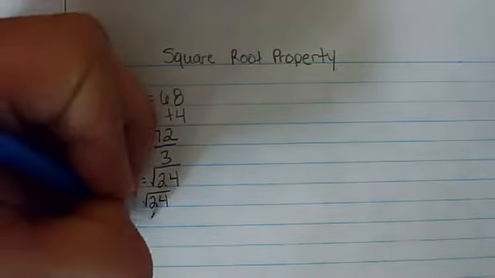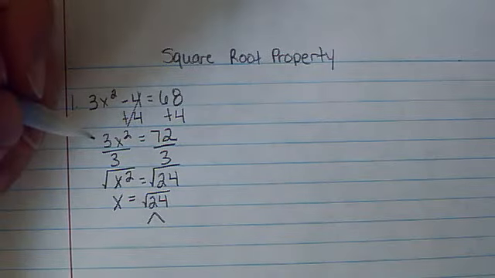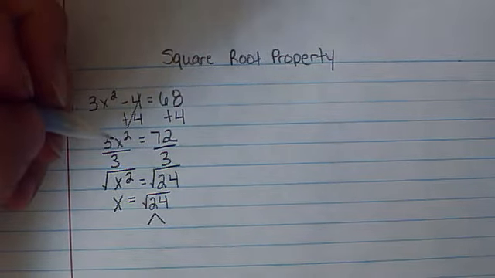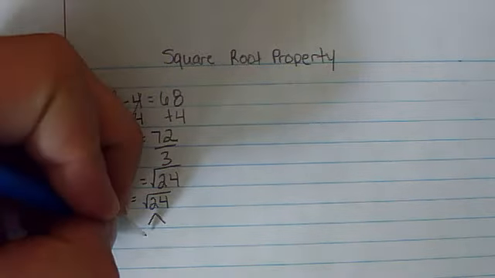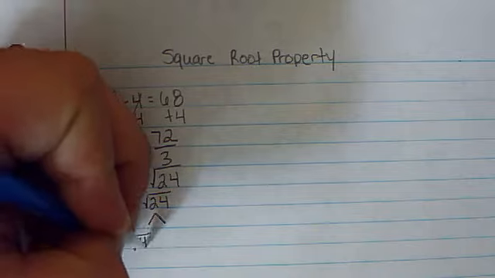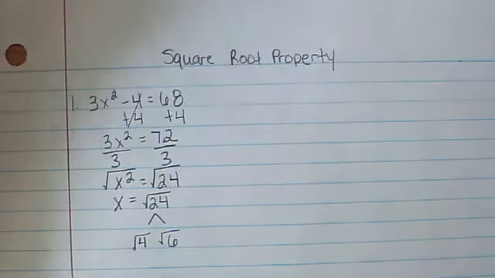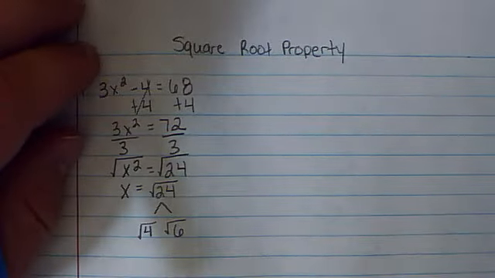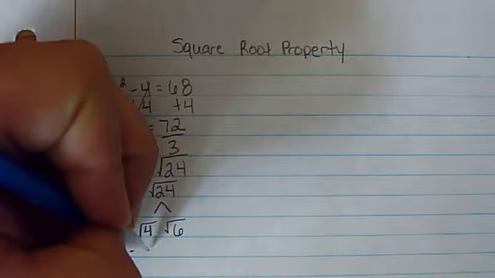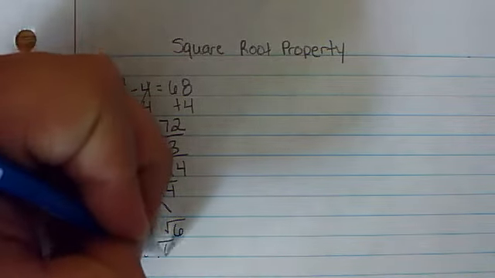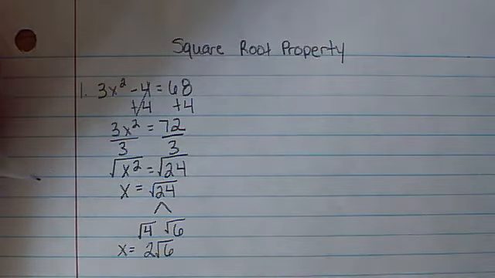So now what I have to do is simplify the square root of 24. I want to know two factors that multiply together to make 24, but I want one of those factors to be a perfect square. So the two factors that I'm going to use are 4 and 6. So x is equal to 2 times the square root of 6.